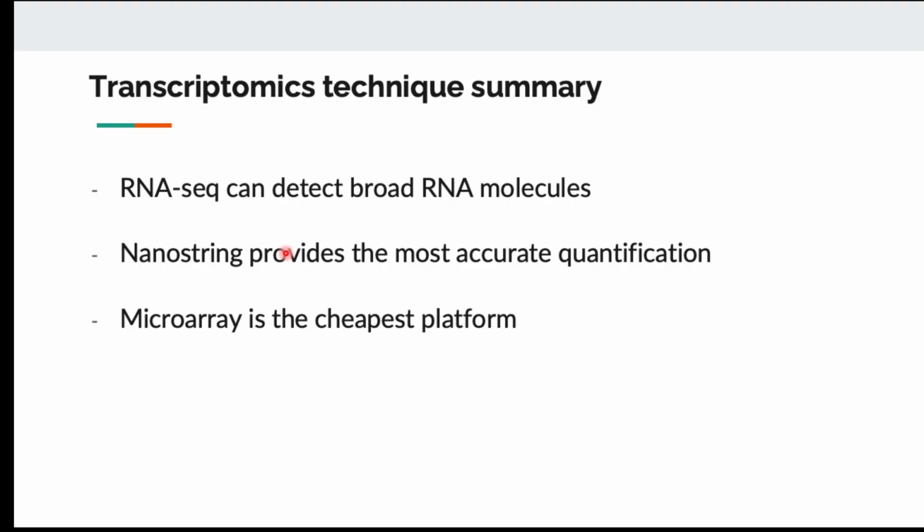To get the most accurate measurement, Nanostring gives you that, but it has the lowest number of genes that can be targeted. So you can see it's a trade-off between discovery against targeted, and the accuracy of the measurement against price. And that's the choice that we have to make for both platforms.